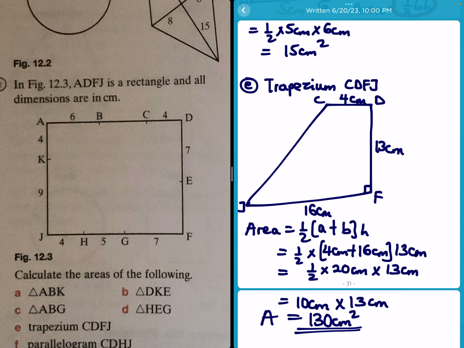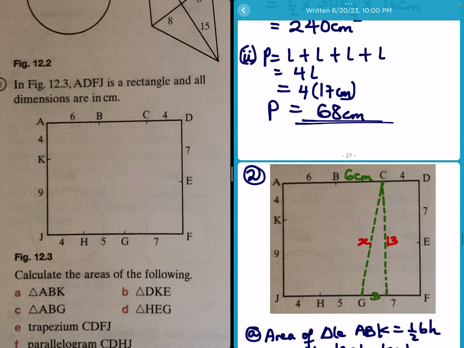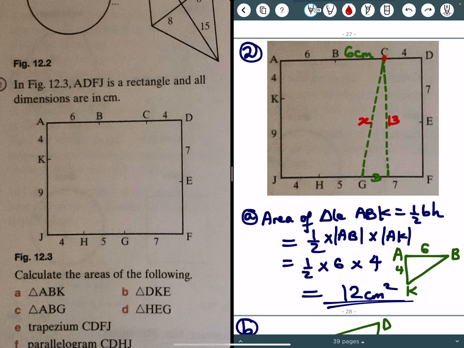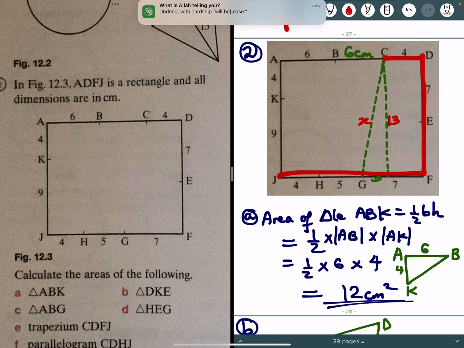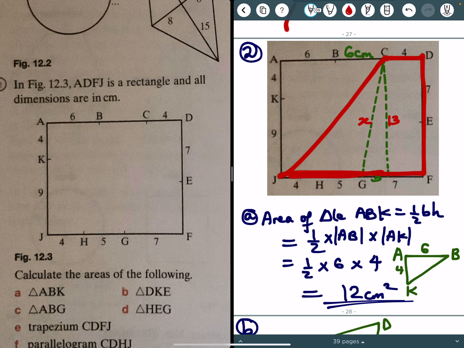Next is E, the area of trapezium CDFJ. Let's mark trapezium CDFJ on the diagram so you can see it. This is C, D, this is F, and this is J. This is the area of trapezium CDFJ. Never mind how it looks, it's okay for the information we need.